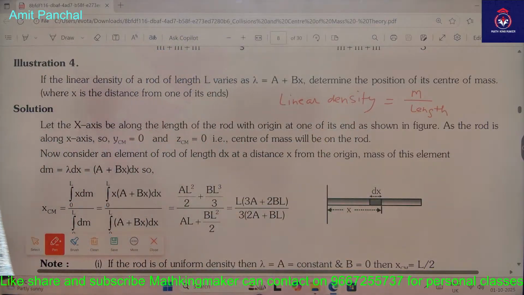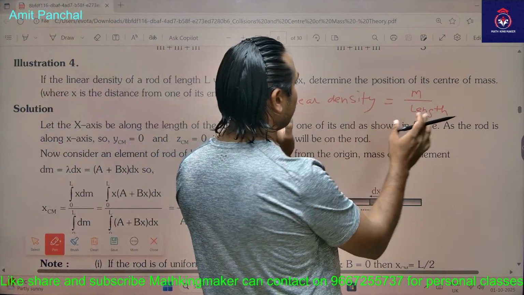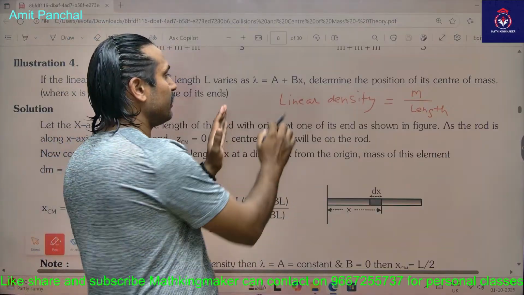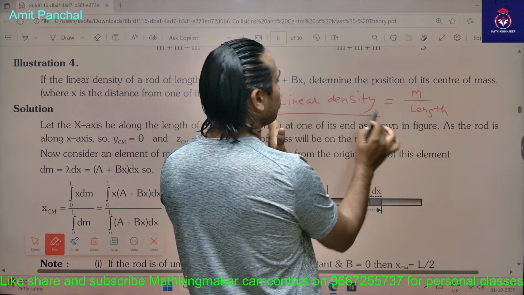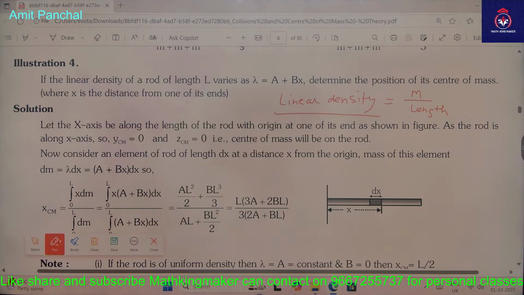Surface density is when we are talking about some area. That is lengthwise; linear density is lengthwise. So linear density will be m by length, whatever the mass is.